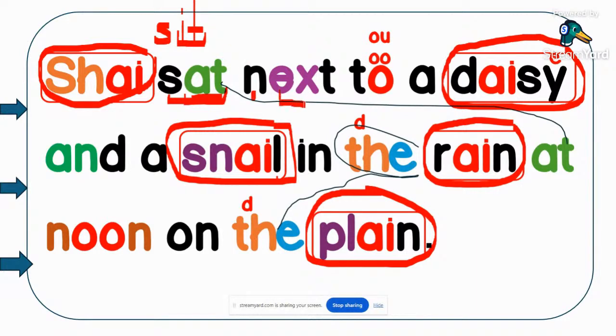N, E and X together, we hear e. And the X makes the sound x. So we hear x, x. Then we hear the T make the sound t. Put it all together now. N-ext, next. What is a word? Next. And next is a position. Like you can say, I am next to the boy. I am next to the store.